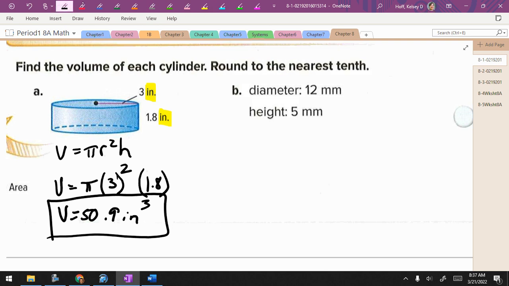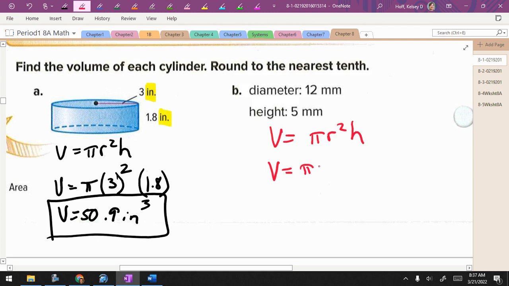B, they didn't give us a picture, but they gave us the information in words. We know it's a cylinder, so we write down our formula. V equals pi radius squared height. V equals pi, because pi is a number. What is my radius? 12 is my radius? 12 is your diameter. That's not my radius.